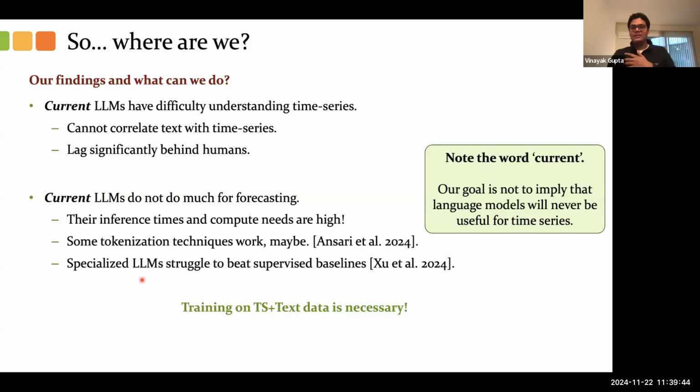So as of now, where are we? We feel that there is a huge need for a data set that should have time series and text, and it should have several downstream tasks like time series classification, time series forecasting, and even time series reasoning. And note the word current: throughout this talk, I didn't want to claim that LLMs will never be useful. They will be useful. But as of now, even large language models like GPT-4 are not that accurate in doing things that humans can easily do, or even supervised baselines can easily do.